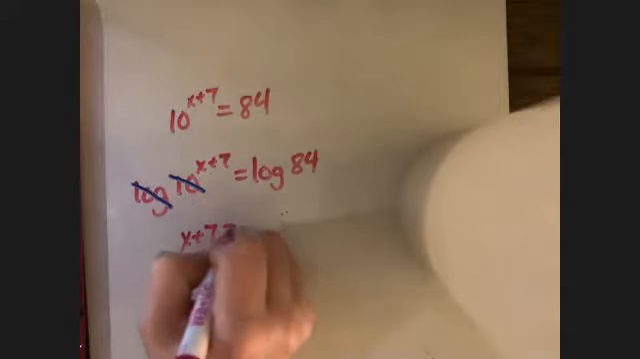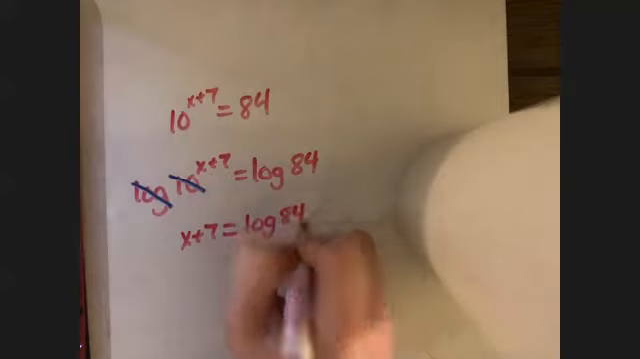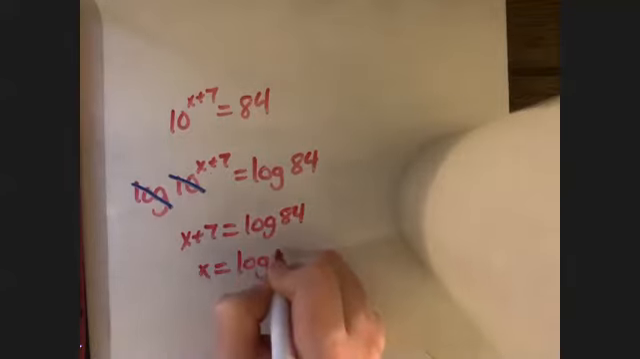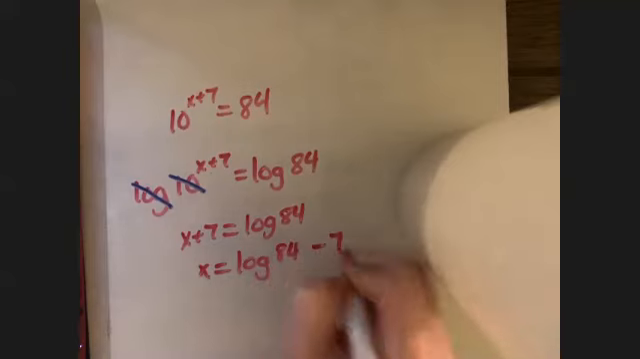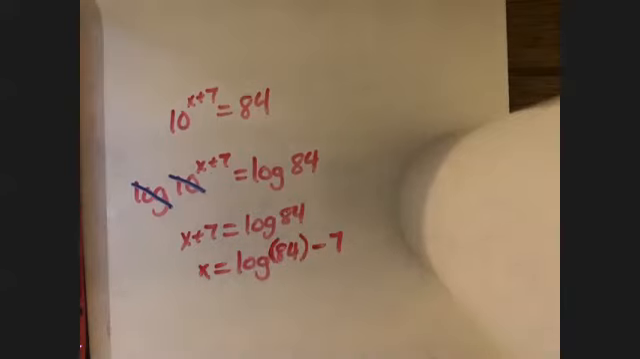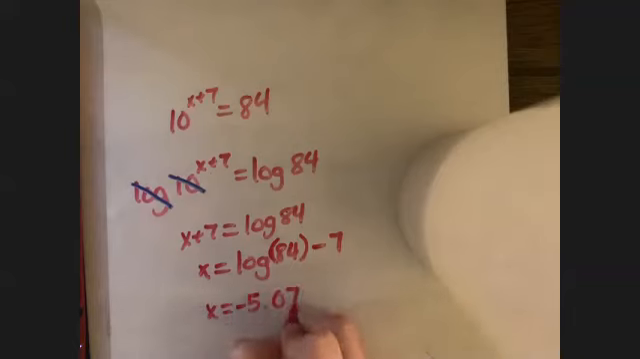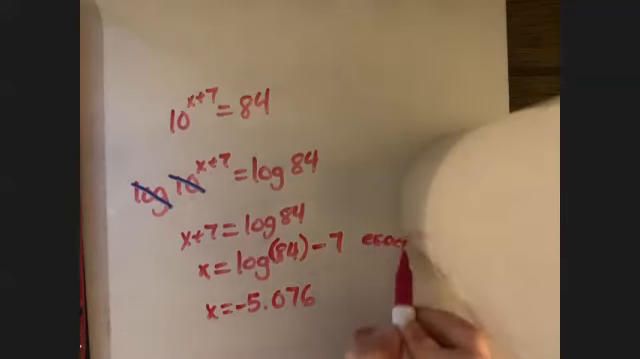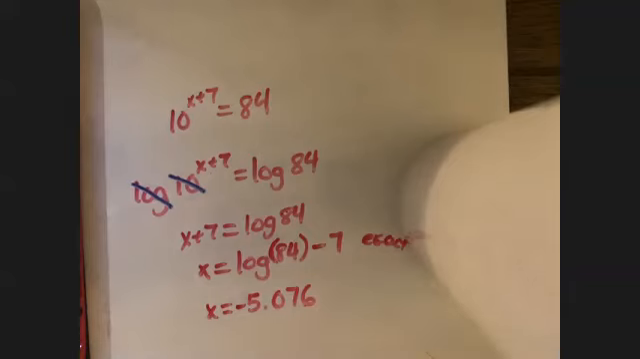So now I have x plus 7 equals log 84. With this one, you would want to be really, really careful. Either put a set of parentheses around that 84 to say you're done with that, but do not do 84 minus 7. So if I was going for an exact answer for this, again, this is exact, and this is our decimal approximation.